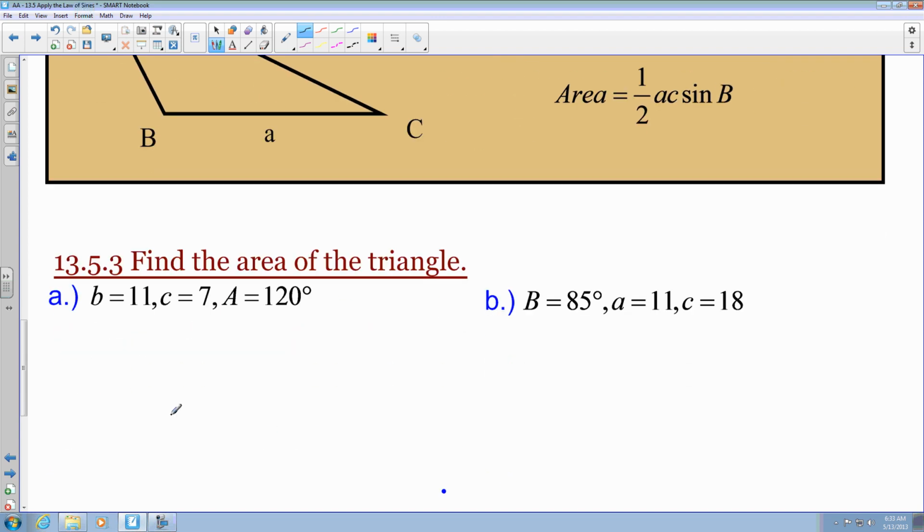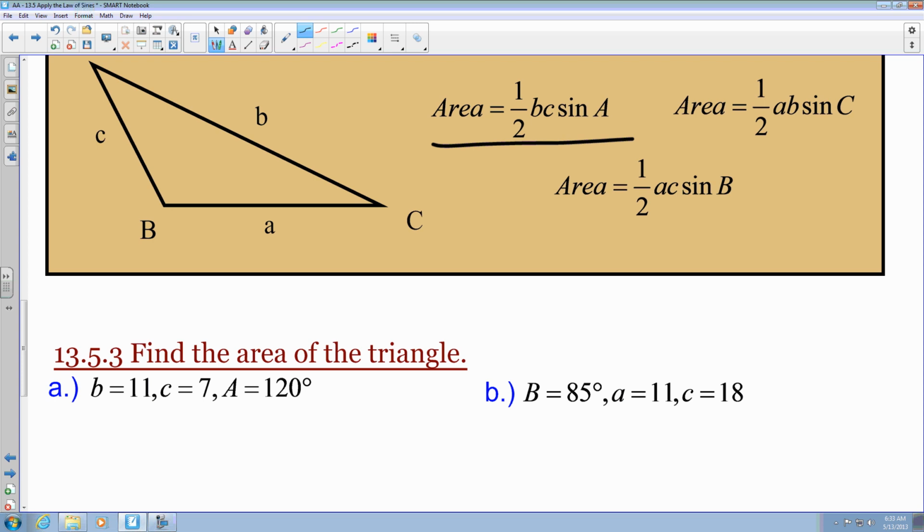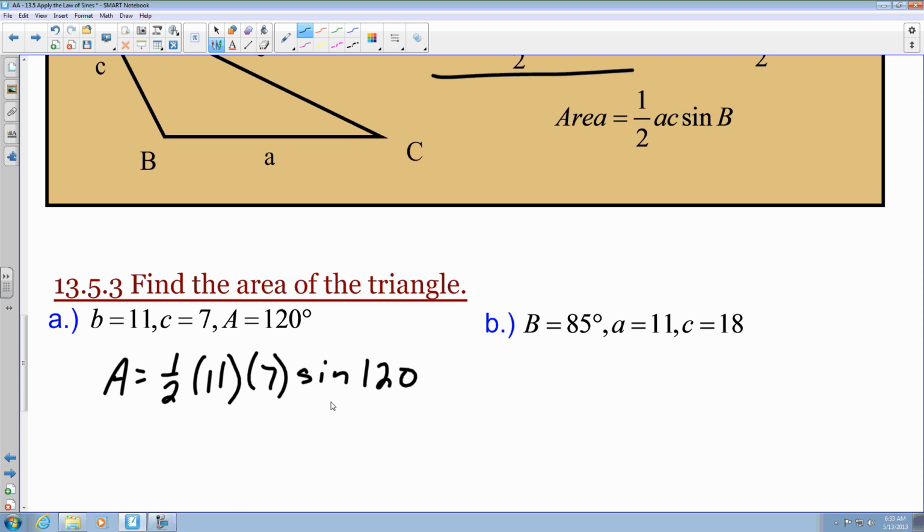So basically, for example A, you're given B and C and you have angle A, so that means that you're going to use this format to help you solve it. So I can say that A equals 1/2 B, which is 11, times C, which is 7, multiplied by the sine of 120. So if I take the sine of 120, multiply it by 7, multiply it by 11, times 1/2, I get an area of 33.34 square units.